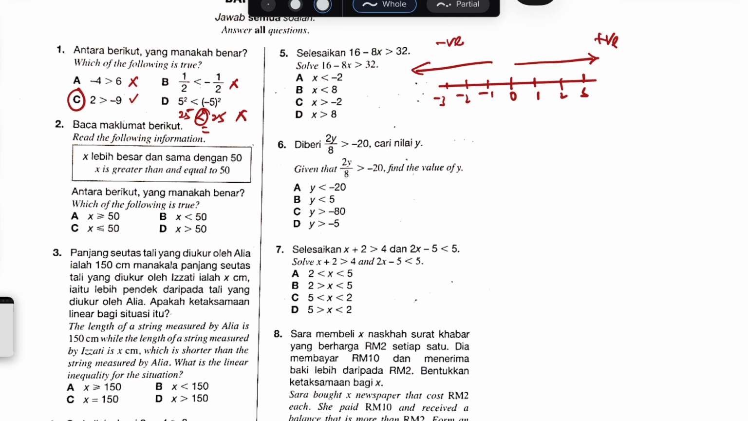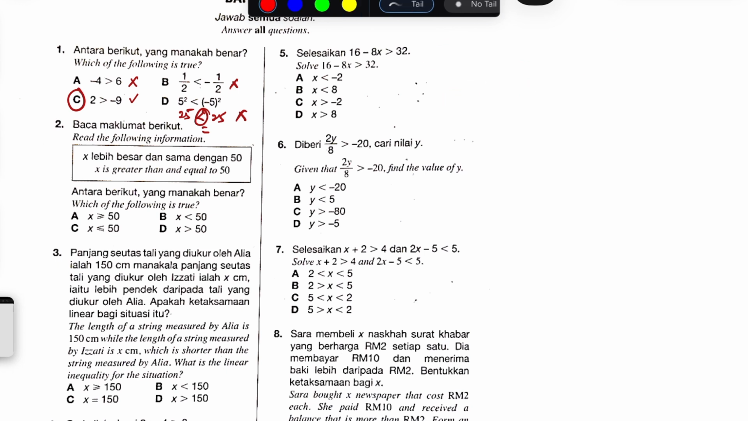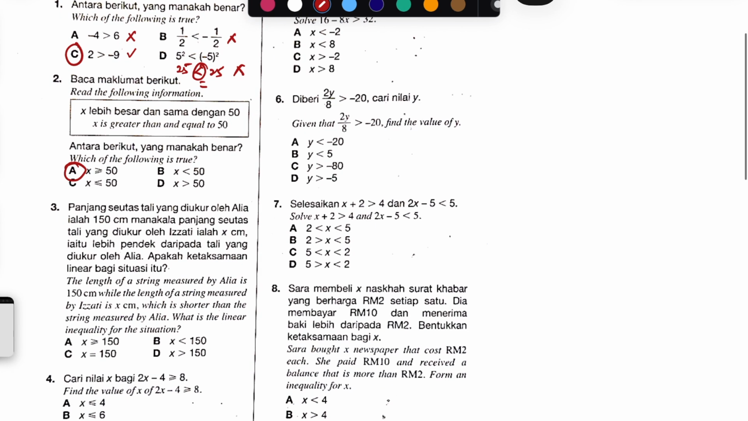Alright. So move on to question number 2. Question number 2, what are they given? X is greater than or equal to 50. So greater than or equal to 50. You can see the inequality sign: greater than or equal, less than or equal, less than, greater than. There is an equal sign, right? So the answer is A, greater than or equal to. Very simple.